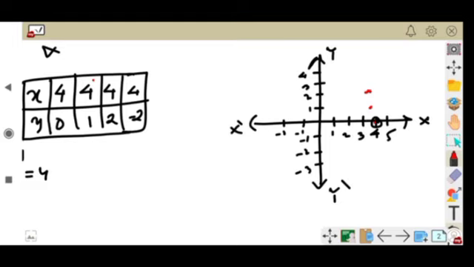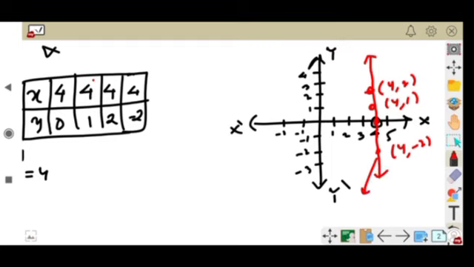Then again we have -2 here. So what is this? This is (4, 2), and this is (4, 1), and this is (4, -2). Okay, so if we join this point, this point, this point, and this point, what happened? We'll get a straight line. So this is the graph of the equation x equal to 4 plus 0y.